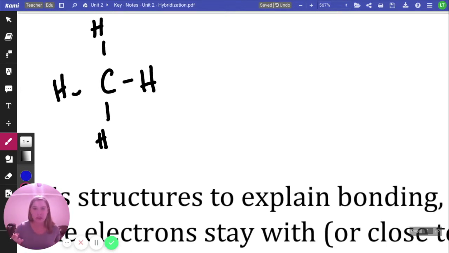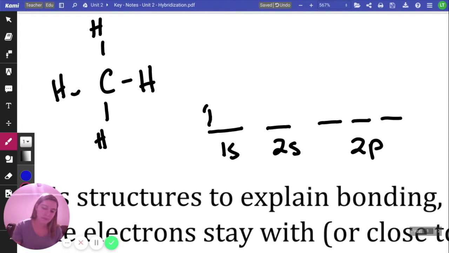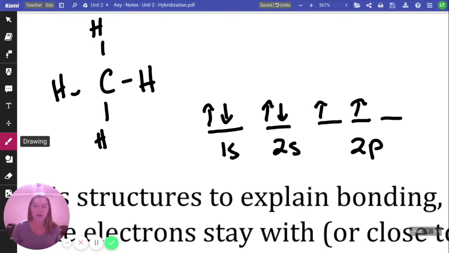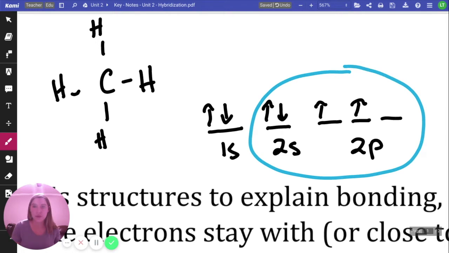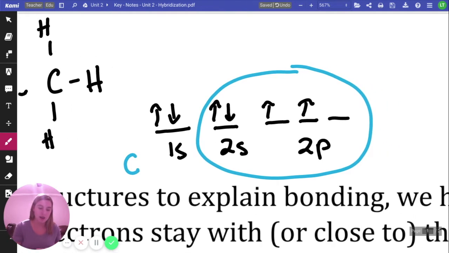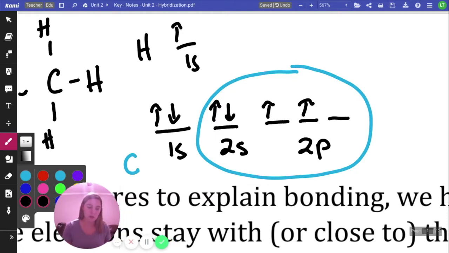Now, where are those bonding electrons? They are in our outer energy level. For carbon, I have electrons in my 1s, my 2s, and my 2p. The valence shell is where reactions take place, so for carbon, it's my 2s and 2p sublevels where bonding takes place. Those are the electrons involved in chemical reactions. For hydrogen, it obviously only has the 1s orbital, that 1s electron.